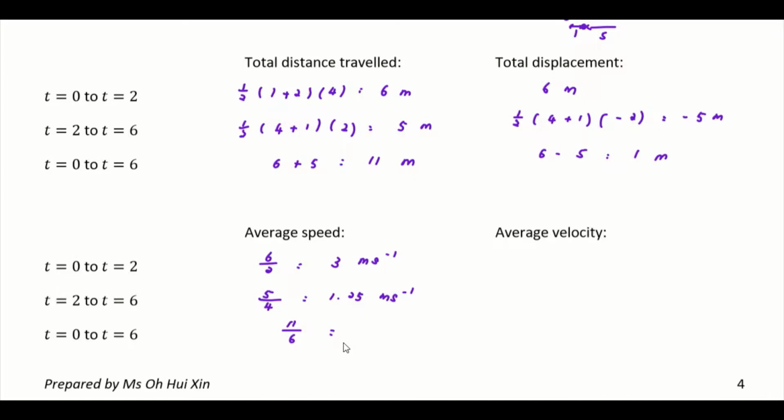Okay, so for average velocity, we'll be using the total displacement. So 6 divided by 2, so this is how we get 3 also. You can see that there's no difference here because they are all in the positive direction. Then for this one, it's negative 5 over 4, so your answer will be negative 1.25. For the last one, because the net change in displacement is 1 only, that's why it's 1 over 6. You also can try to get your answer by yourself. Okay, so that's the part for this.